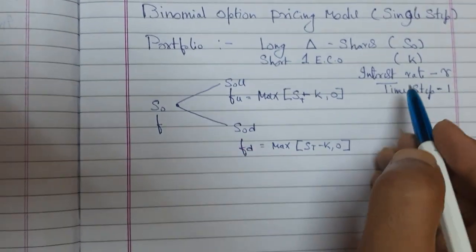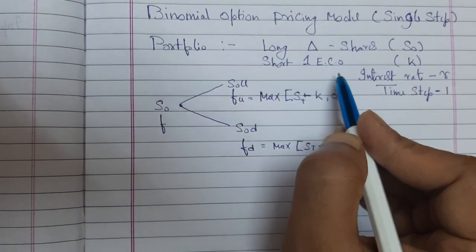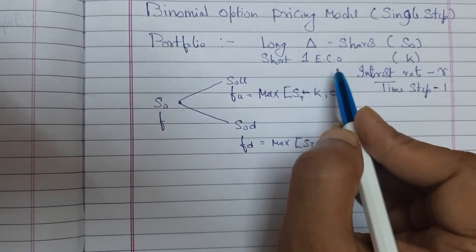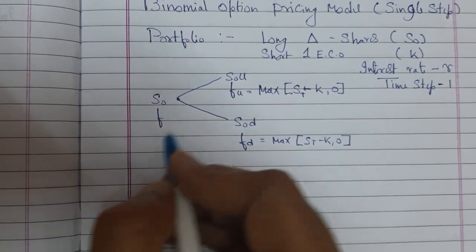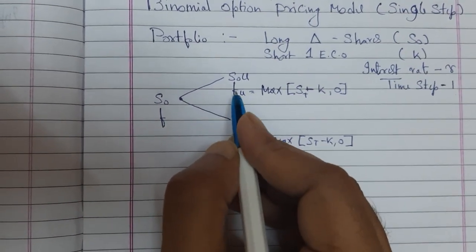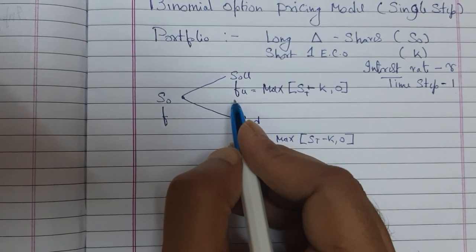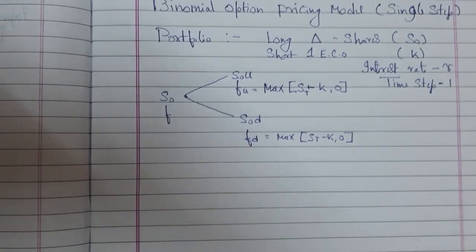Here we have taken a short position on one European call option, and the value of that European option we have assumed to be F, and in the future the value of the option is considered to be either FU or FD.